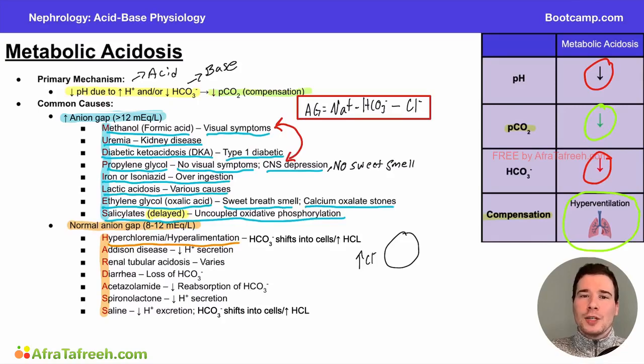We have too much negative charge outside of the cell. So the body is going to work to put some other negative charge inside of the cell. And in this case, it's bicarbonate. So to regain our balance of positively and negatively charged anions outside of the cell, the body is going to make an exchange.